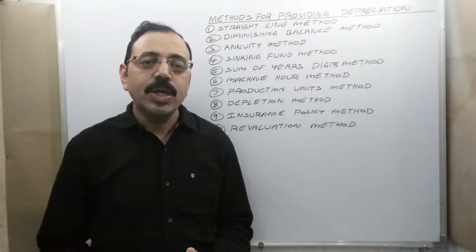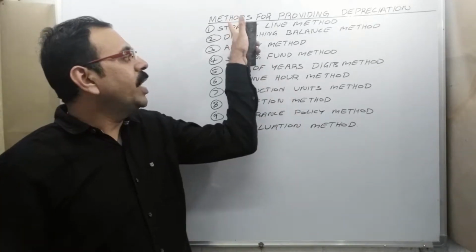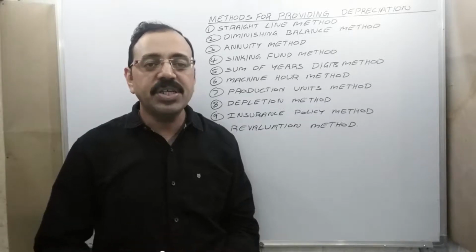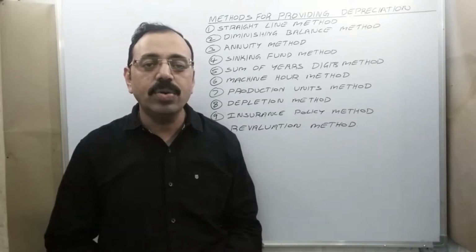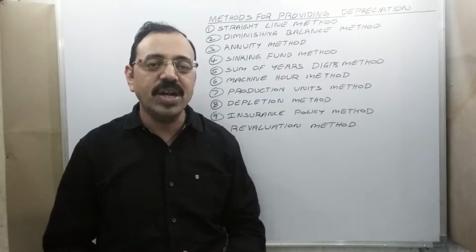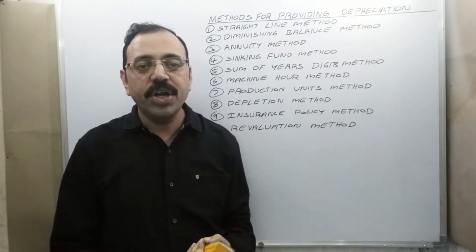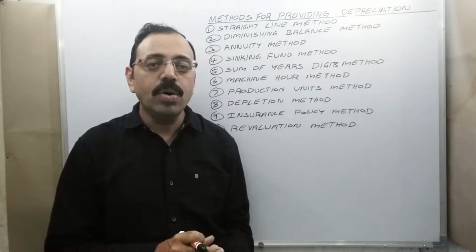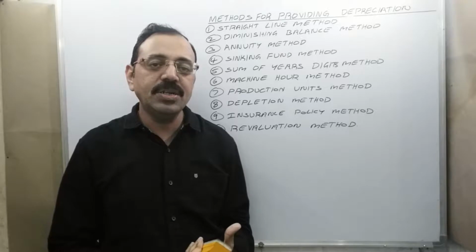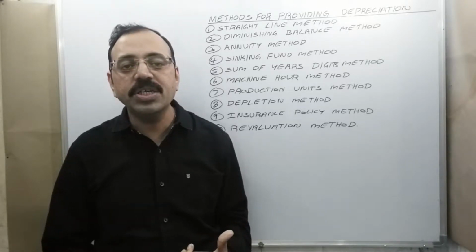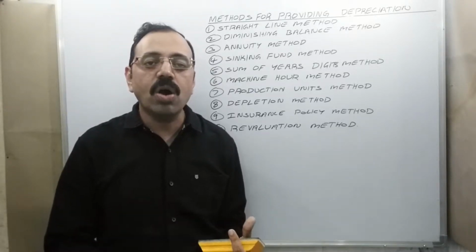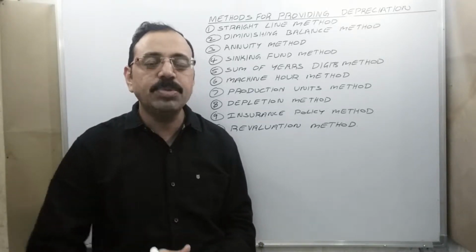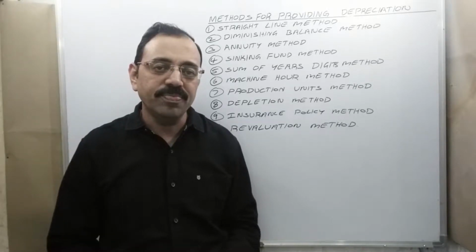Hi friends, today's topic is about methods for providing depreciation. Regarding depreciation, I made another video, that is depreciation accounting part 1. First you have to watch that video, then only we'll understand this present video. Because in that video, I explained the meaning of depreciation, then characteristics of depreciation, need and the causes of depreciation. So that video link I'm giving in description box. First you watch that video.